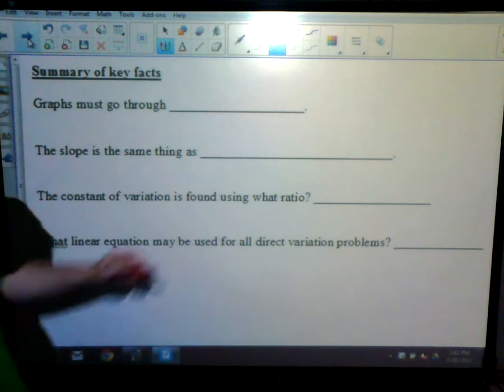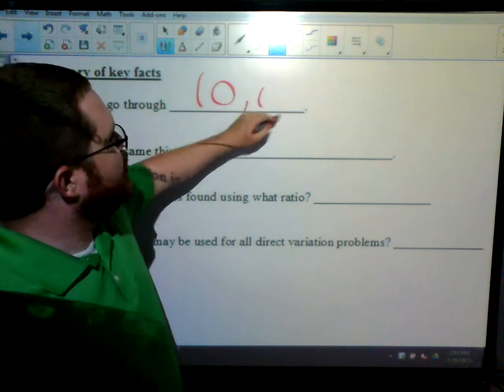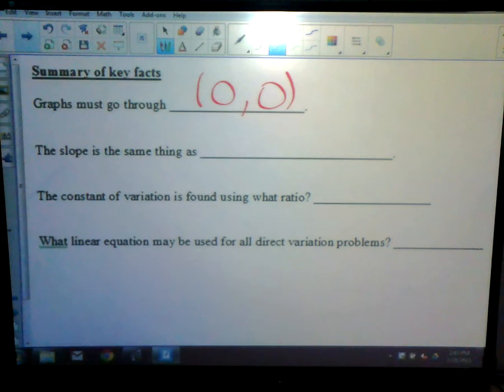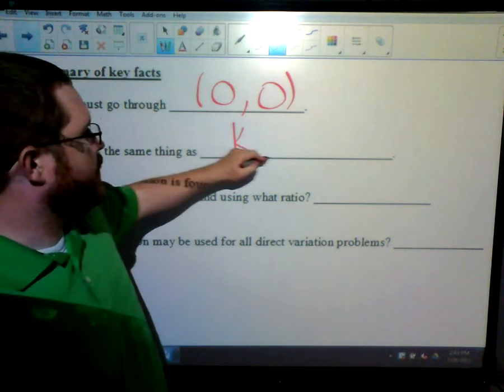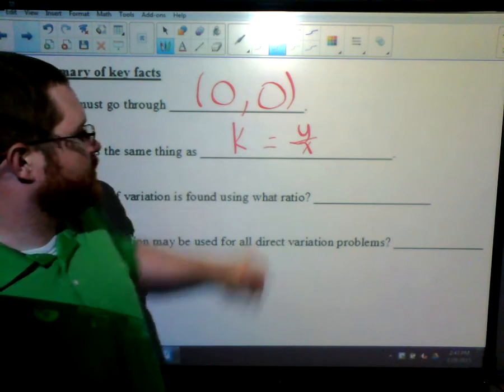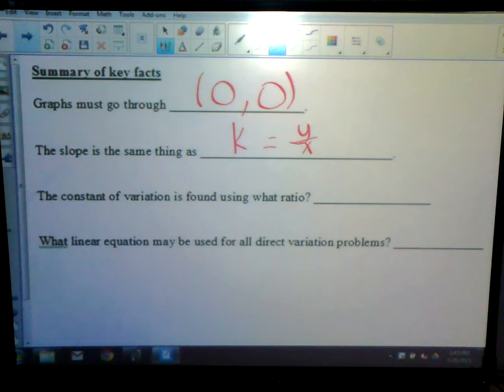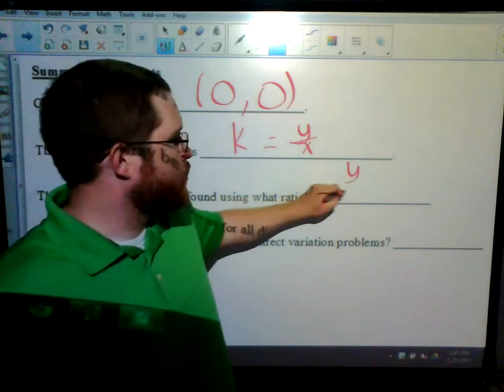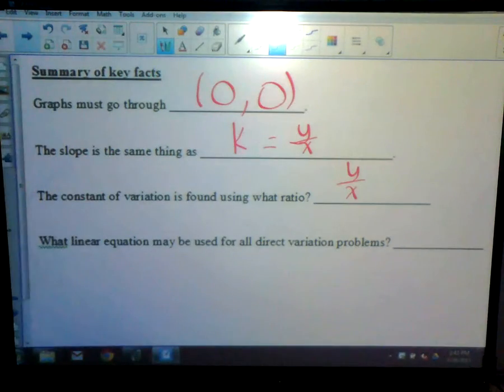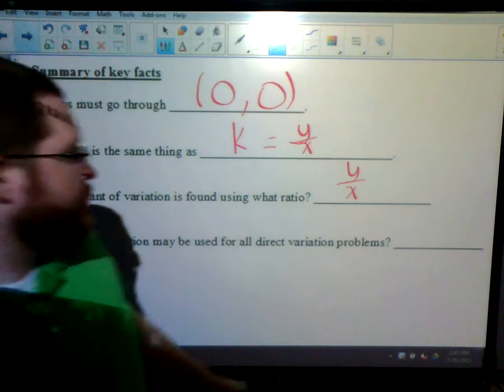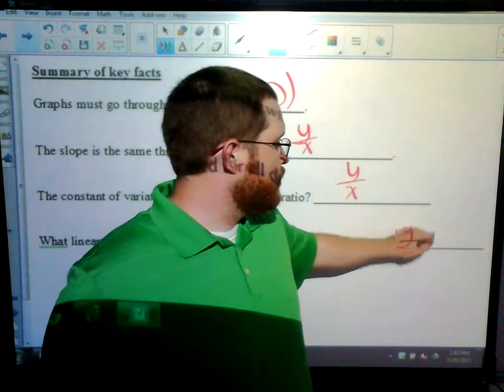The graph must go through 0, 0. The slope is the same thing as the k value, y over x. The constant of variation is found using what ratio? We just said that is y over x. And what equation can be used for all direct variation problems? Y equals kx.